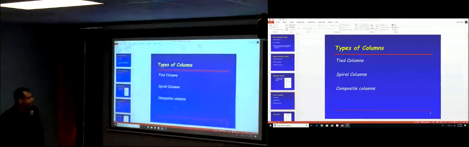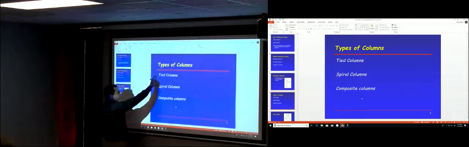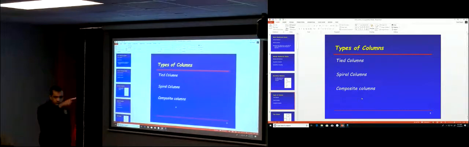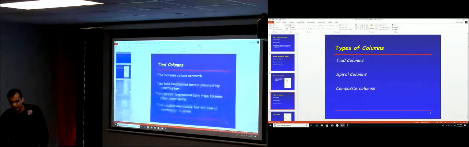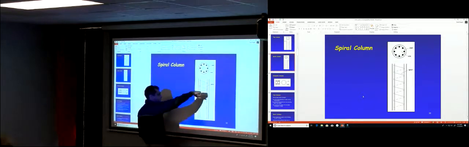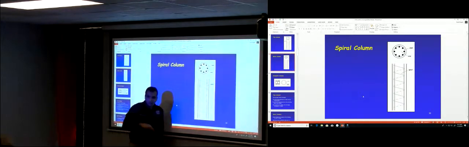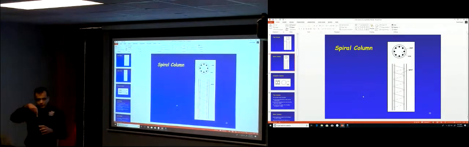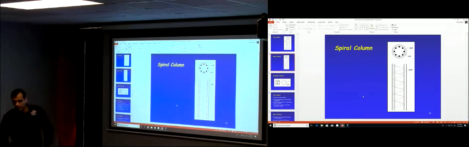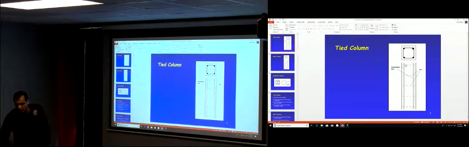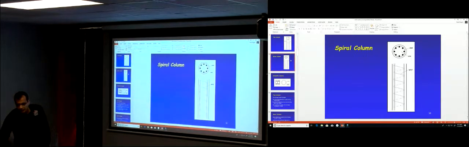You can have separate ties, tied columns, just separate ones, or you can have spiral. In a spiral, it's a helical shape. You just have one spiral, and it just goes up. The same steel bar, just in a helical shape. So this is the first type here: tied columns, longitudinal bars, and then ties in between like this. Or you can have spiral columns.